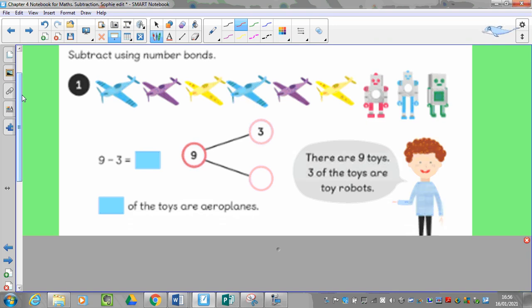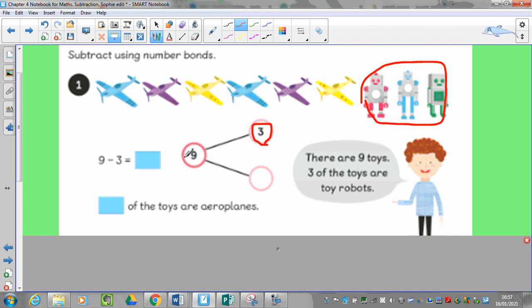Now this time I want you to continue subtracting with your number bonds and work it out to fill in the missing gaps. This time we've got some information that hasn't been given to us. Now there are 9 toys altogether. Some are aeroplanes and some are robots. So it says 3 of the toys are toy robots. So my 3 toy robots are here, and I can see on my part whole model that 3 is a part. 9 is the whole number, 9 altogether, and 3 is a part.